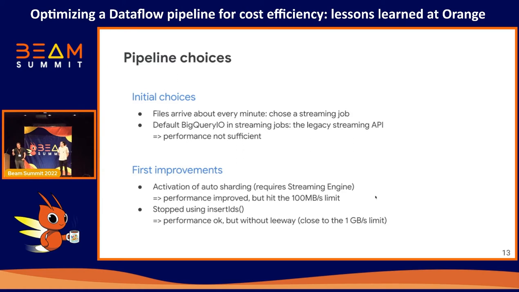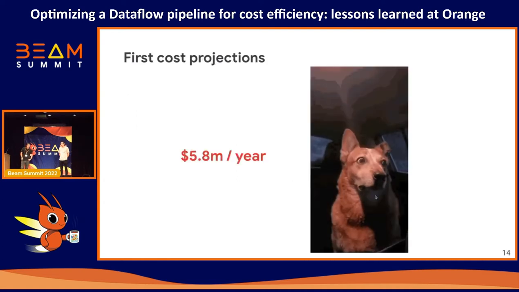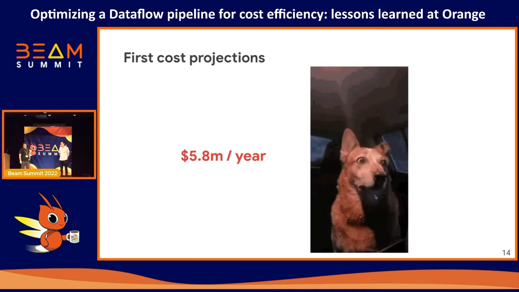We were really close to the 1 gigabyte limit and sometimes crossed this limit. But still, great news. At least we can make a first significant run with a first cost projection. And here comes our problem: $5.8 million per year, much more than expected for this ingestion pipeline. And this is the beginning of our journey to cost optimization.